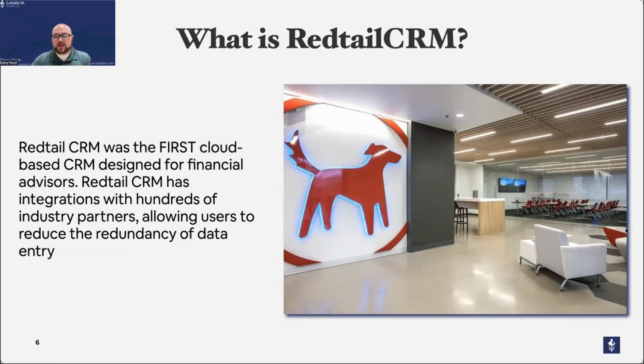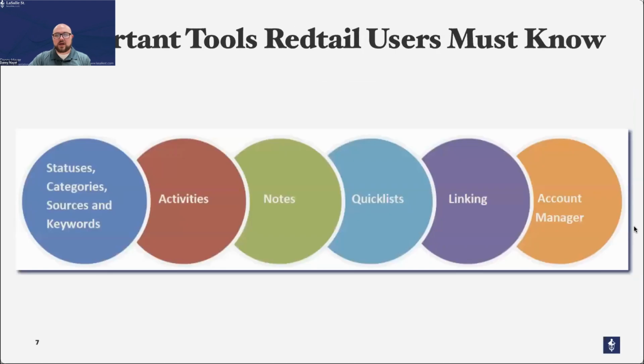As a Redtail CRM user, Redtail identifies six different tools or features of the CRM that they think their customers and users should be familiar with in order to get the most out of their system. That includes the statuses, categories, sources, and keywords, the activities feature, the notes feature, quick lists, linking, and account manager.